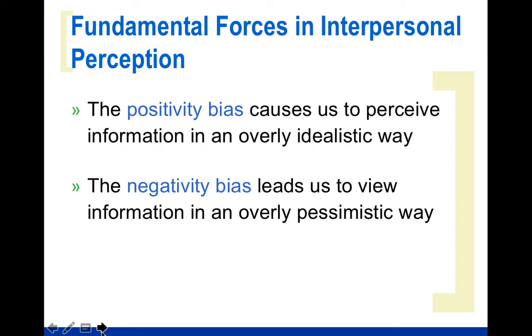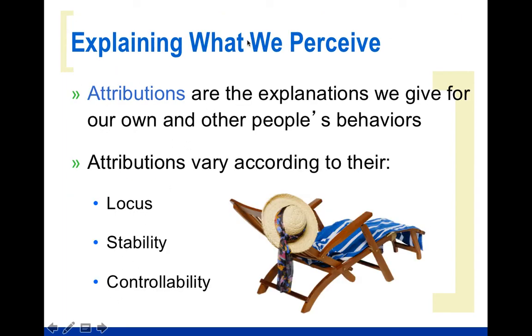We're going to have a much more negative bias towards it. When we perceive things, we also give attributions. These are the explanations we give for our own and other people's behaviors. So after things happen, this is how we reflect on it, make sense of it, and attribute some kind of force for why it happened.